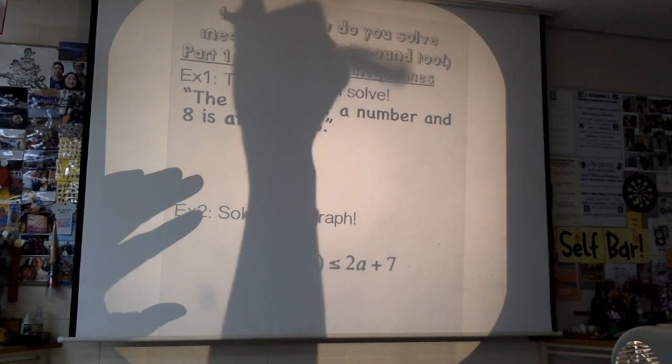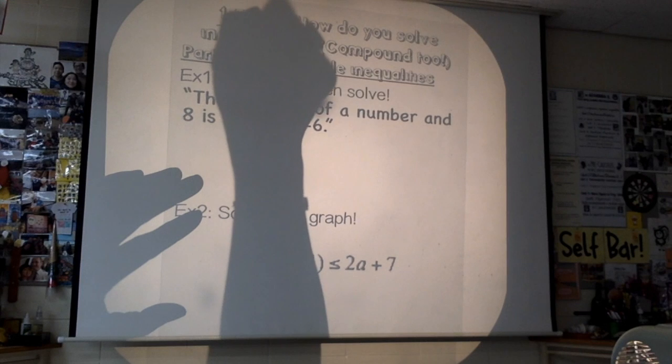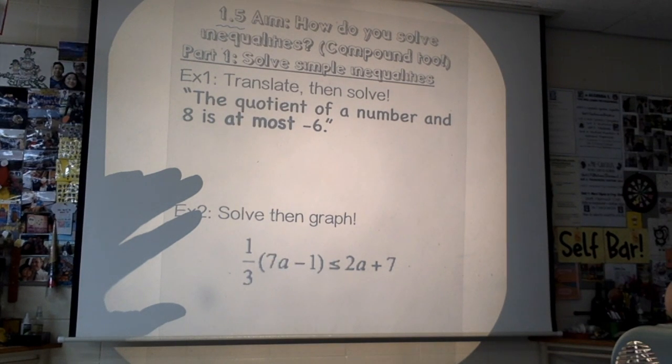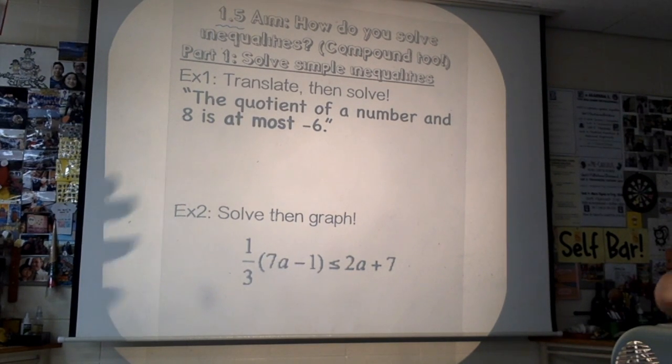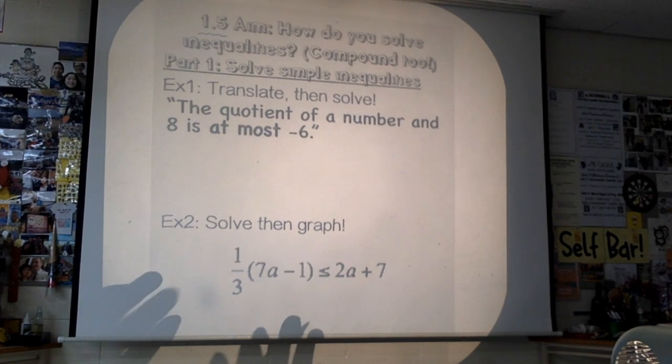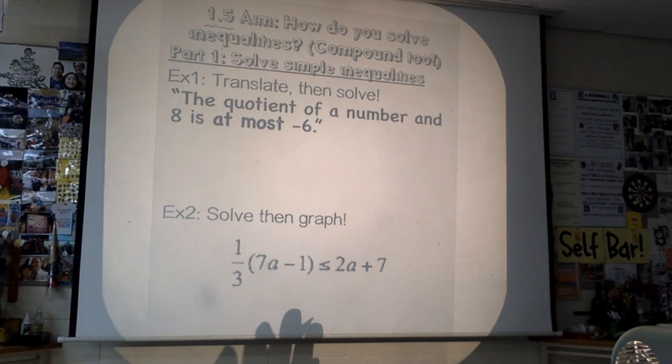This aim is 1.5. How do you solve inequalities? Compound 2, okay? Part 1, we'll have a few parts to this one. Please follow along and stop anytime you need to digest something and ask me questions when I see you next. Here we go. Part 1, solving simple inequalities.